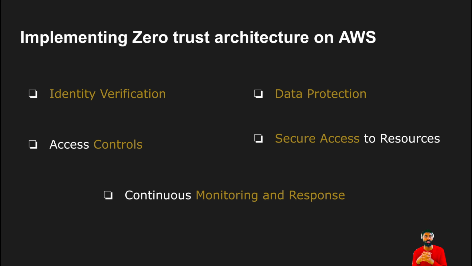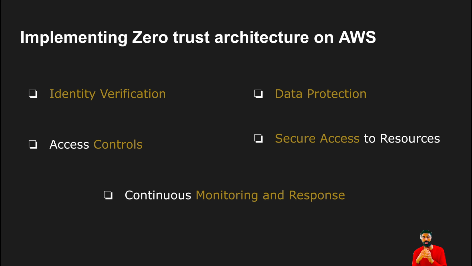The fourth area of implementing Zero Trust is data protection. You can encrypt the sensitive data using AWS KMS or Key Management Service, and especially for improved security, you can use customer managed keys from AWS KMS. You can enable S3 encryption by default, EBS encryption by default, etc. So those are the steps you can take for data protection.